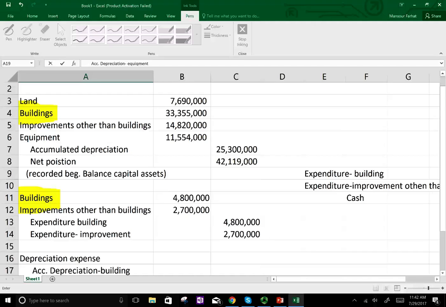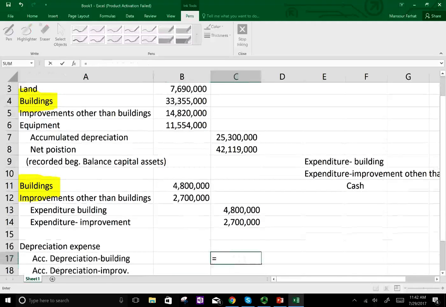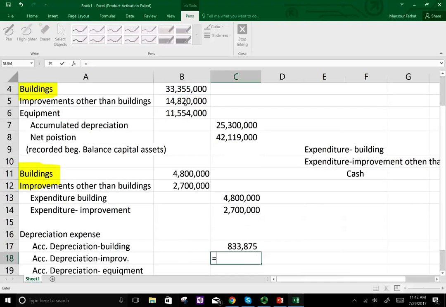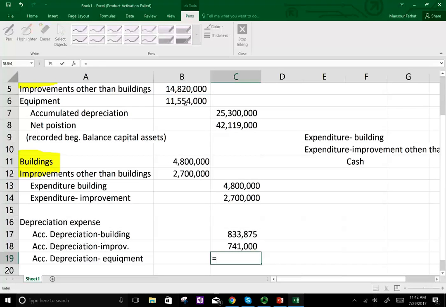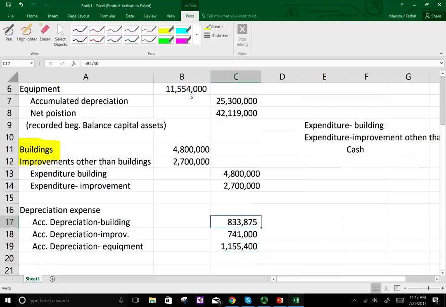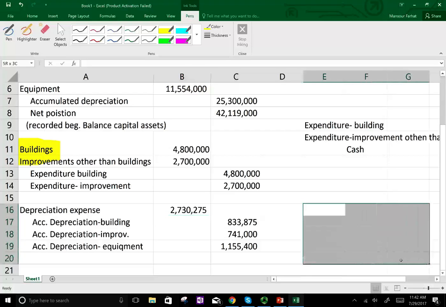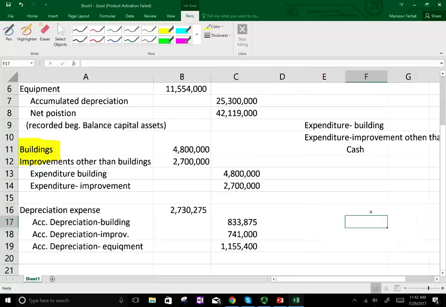Now we need to compute the depreciation. So basically the buildings are depreciated over 40 years. So if we take this number divided by 40, that's going to give us 833. Improvement other than building is 20 years, and equipment 10 years. Okay, now we can add all of them as depreciation expense. So this is the depreciation expense. If you want to think of it as step 3. Okay, so this did not appear on the governmental fund, therefore there is no entry.